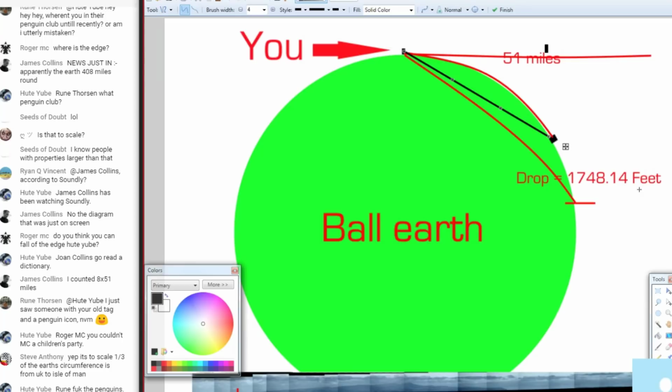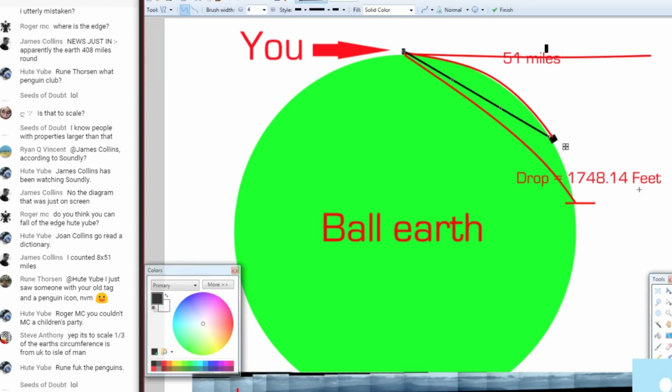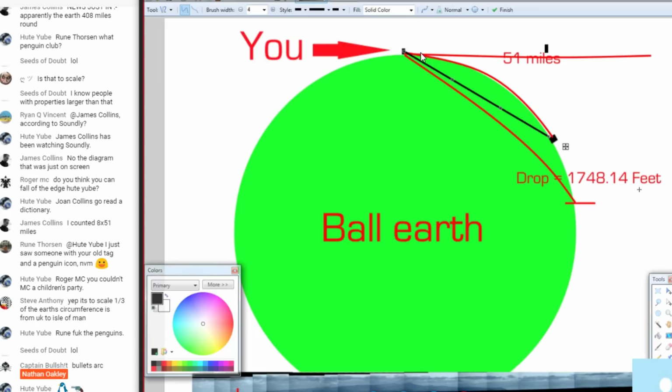You need to debunk the lighthouse that we say we see at 51 miles, because you can only see it on a flat plane if you have line of sight. In this diagram, this is the line of the Earth.